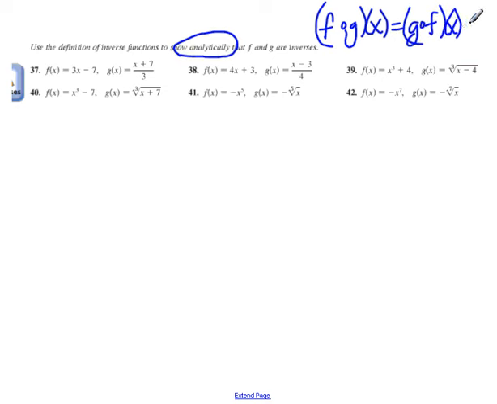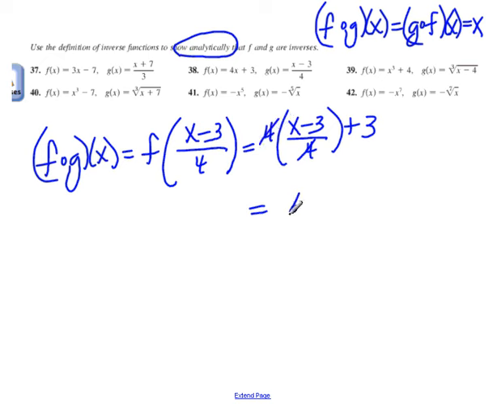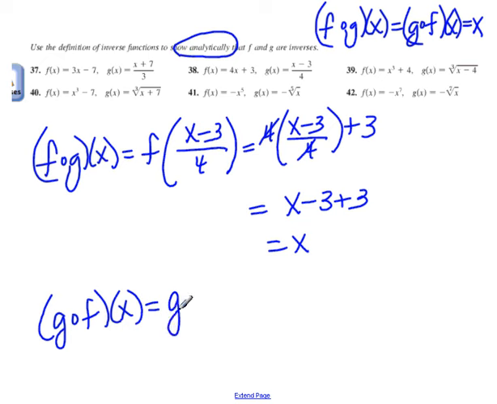And they both must equal x if they are inverses of one another. Okay? So like number 38, if we had f composed with g of x, we would do f of (x minus 3)/4, which is 4 times our input, (x minus 3)/4, plus 3. So that would simplify to be x minus 3 plus 3, which is just simply x. And then you would also have to do g composed with f of x. Okay. So that would be g of (x minus 3)/4.